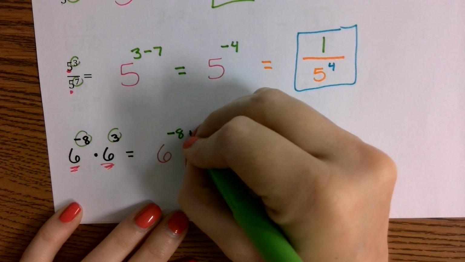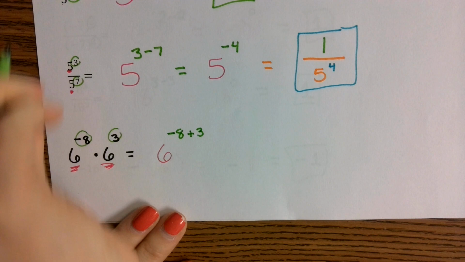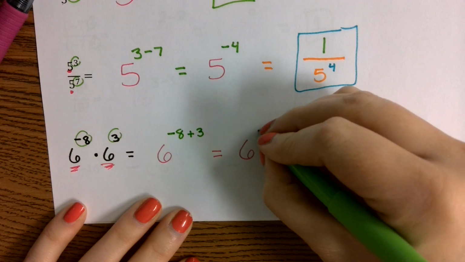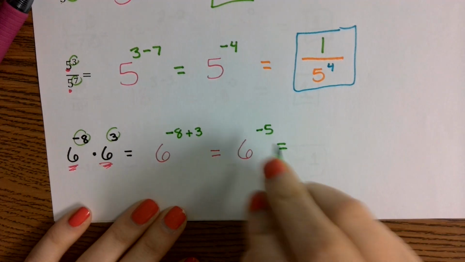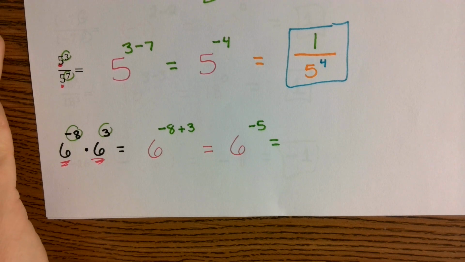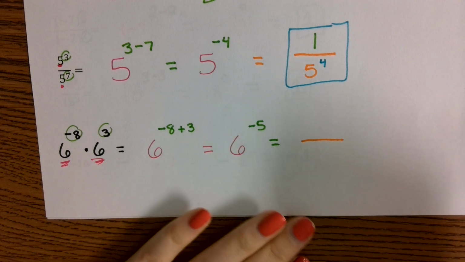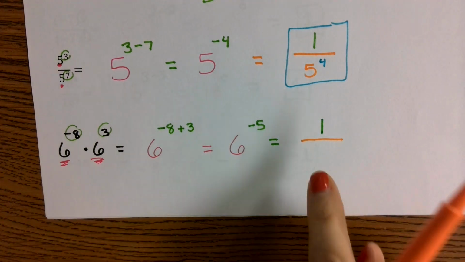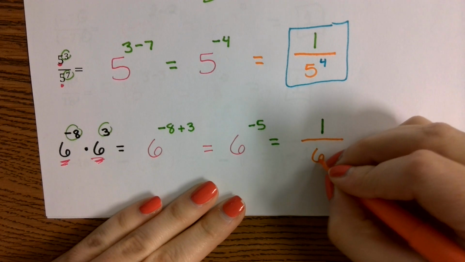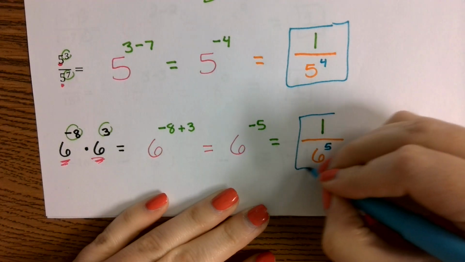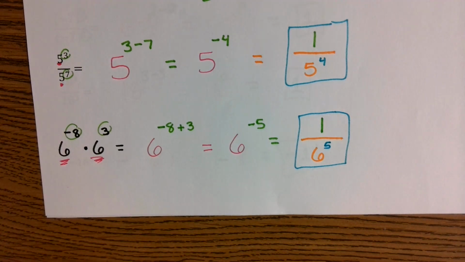We take negative 8, and we're going to add the 3 together. Negative 8 plus 3 is going to give me a negative 5. So now I need to rewrite this because it's a negative exponent. So again, it becomes a fraction. What goes on the top? A 1. What's going to go on the bottom? 6. Just 6? No, 6 what? To the 5th power. 6 to the 5th power. Pretty simple enough.